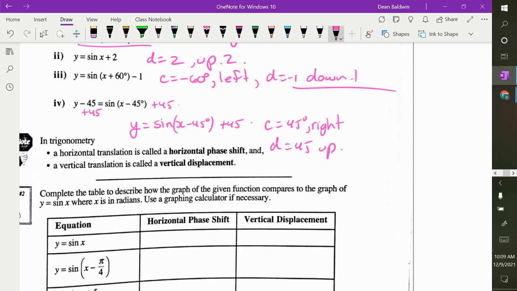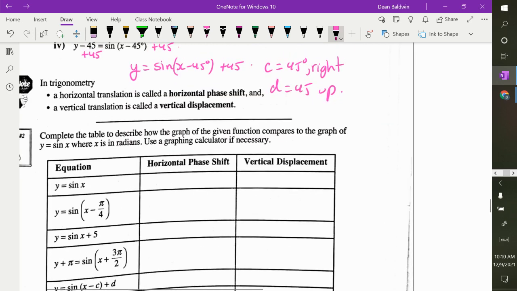You can, but that's an inverse trig graph, and that's calculus. All right, that's all right. We don't need to do all that.